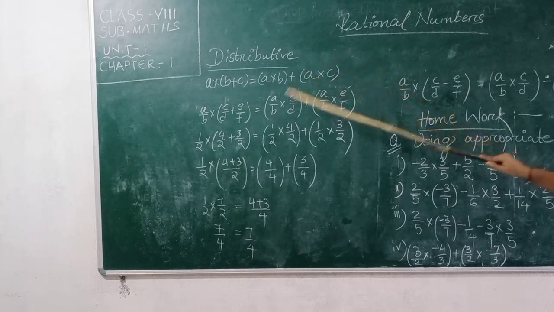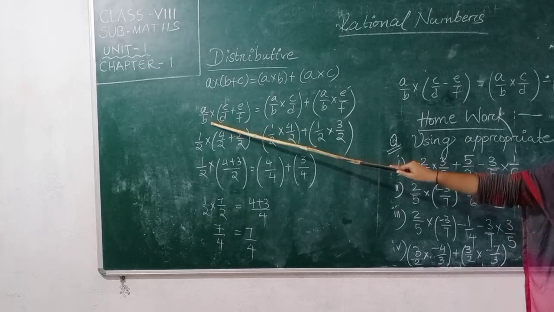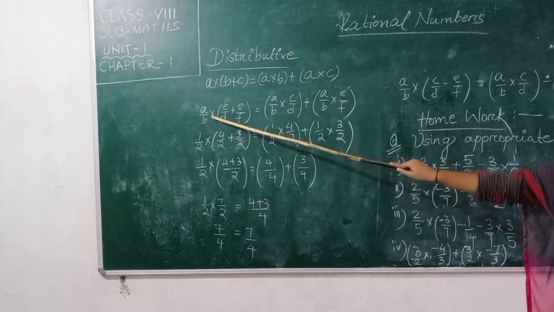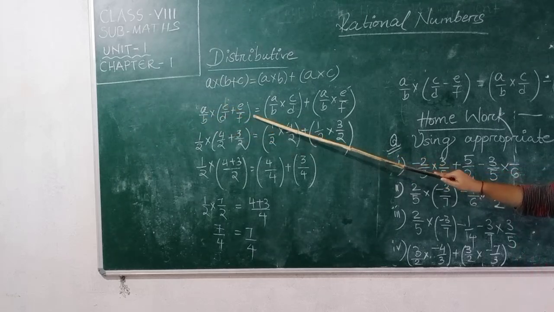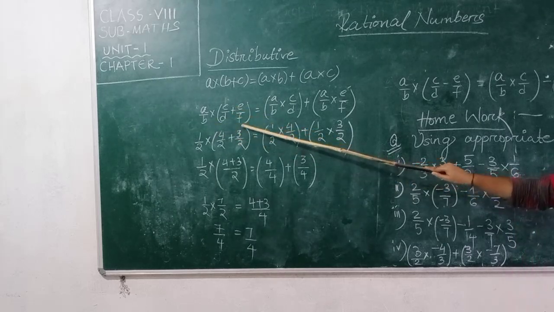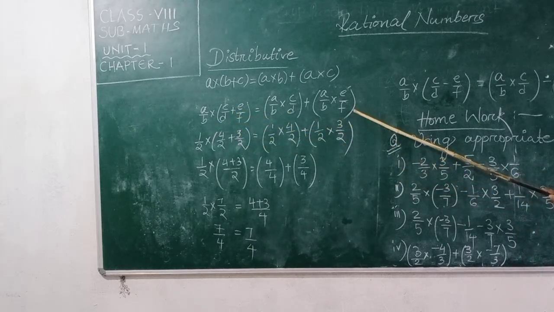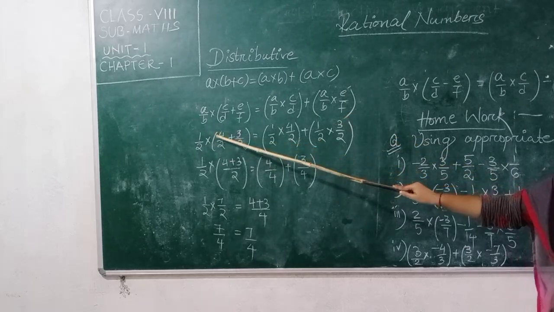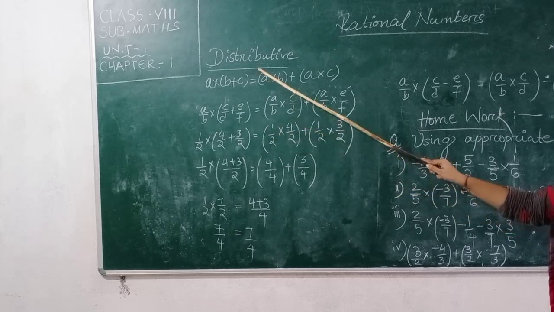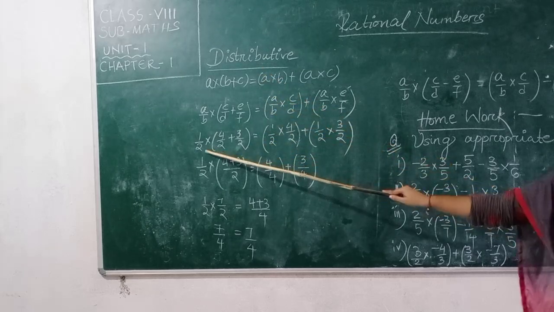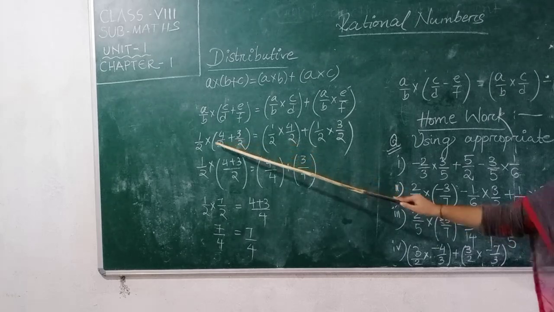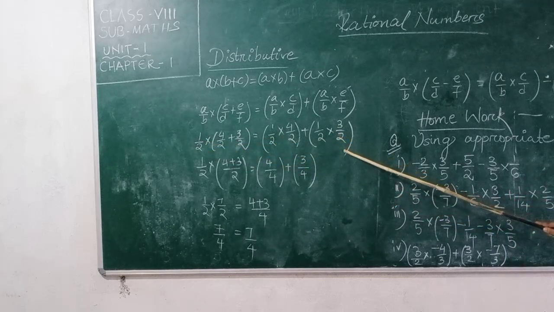So when we go to the rational number A by B, we know that a rational number is in the form of fractions. So A by B into (C by D plus E by F) equals A by B into C by D plus A by B into E by F. So when we go to an example, 1 by 2 into (4 by 2 plus 3 by 2) equals, when we write in the expanded form of the distributive property, 1 by 2 into 4 by 2 plus 1 by 2 into 3 by 2.